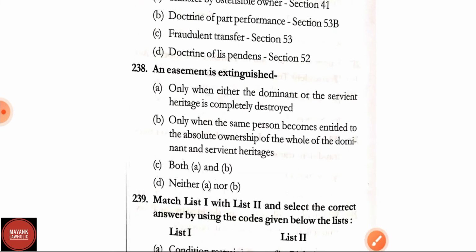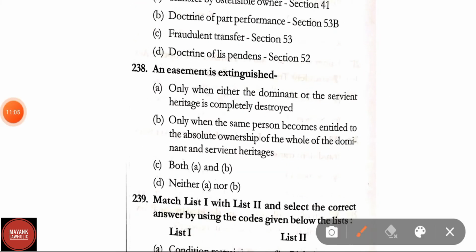Question number 238. An easement is extinguished only when either the dominant or the servient heritage is completely destroyed. Option B, only when the same person becomes entitled to the absolute ownership of the whole of the dominant and servient heritage. Option C, both A and B. And option D, neither A nor B. Correct answer is option C, that is both A and B.